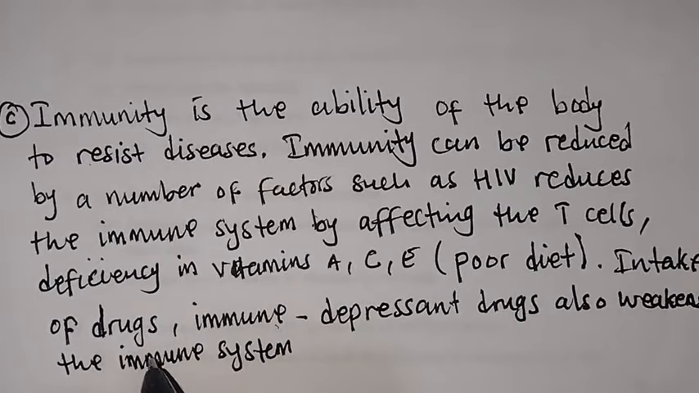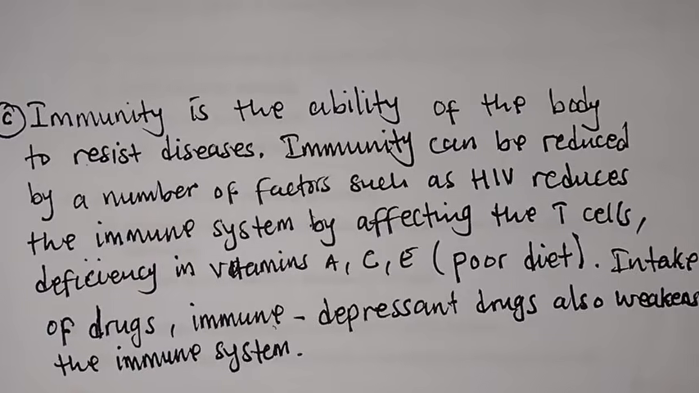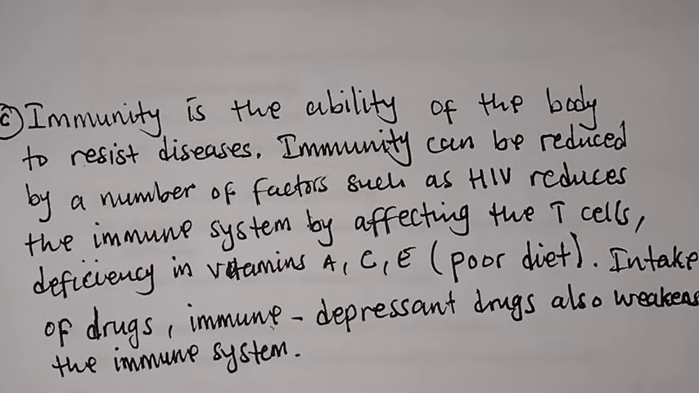So here there are main factors that you can give. We have poor diet, also development of resistant strains of pathogens, repeated invasions by pathogens, also intake of immune depressant drugs, HIV infection, also excessive intake of alcohol can also reduce the immune system, and the exposure to radiation. These are factors that can contribute to the reduction of immunity to disease.